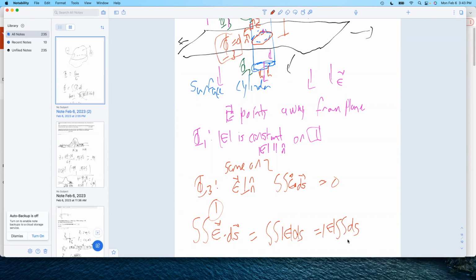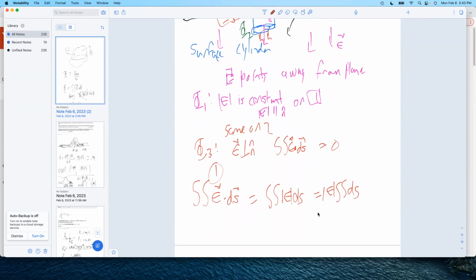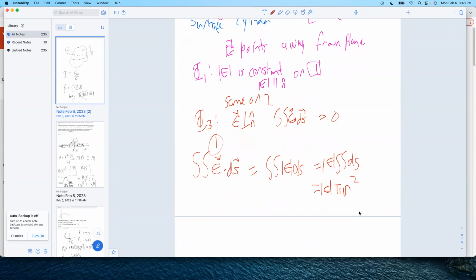Okay, what's double integral dS? That's just the area of surface 1. Surface 1 is this circle right here, that disk. That's just pi r squared. Well, same for 2. Surface 2 is the same thing. That flux will be another magnitude E pi r squared.